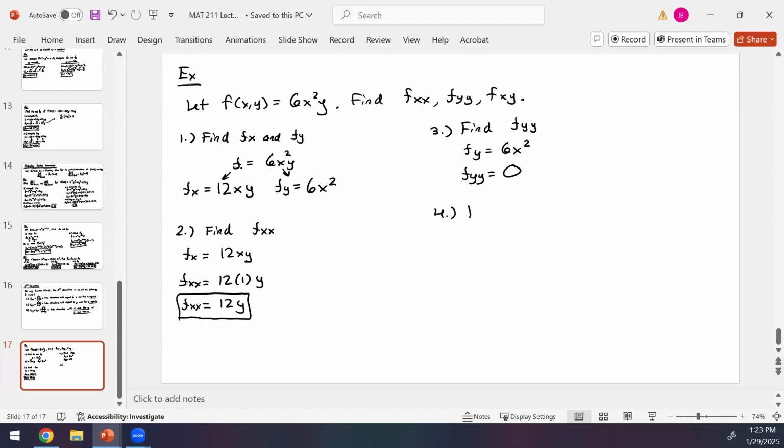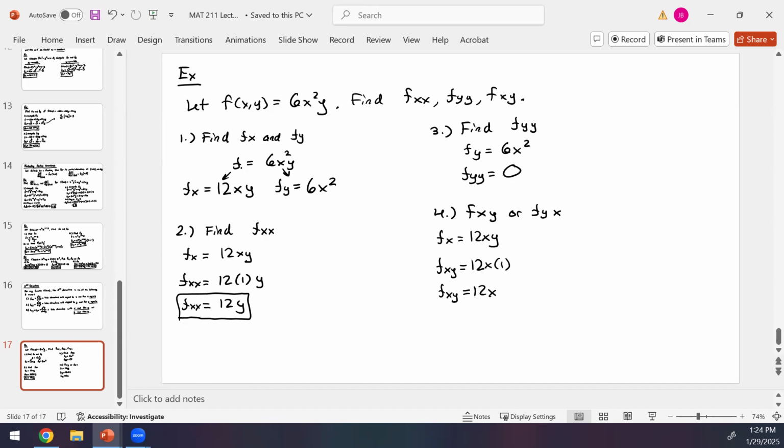And then the last one is fxy, okay? Or fyx, whichever one you prefer. Sometimes one is a little bit better than the other in terms of getting there, but they will always be equal to each other, right? So if I do fx equals 12xy, then fxy is going to be equal to 12x times 1, and so I end up getting 12x.